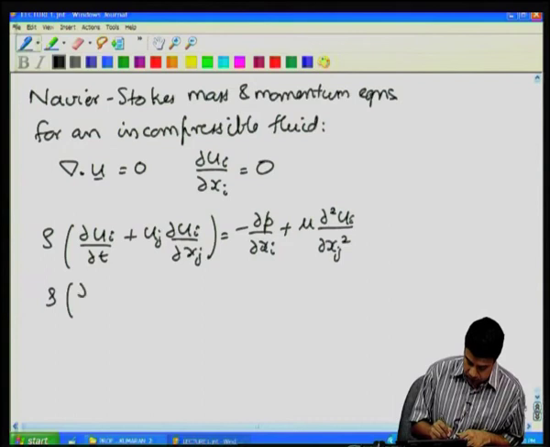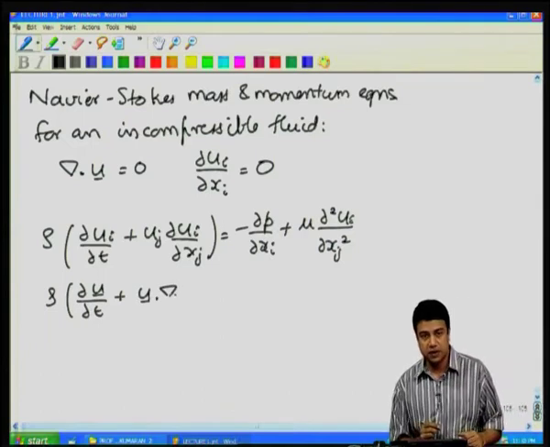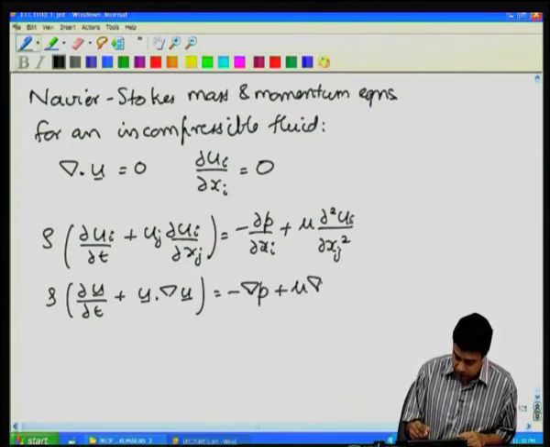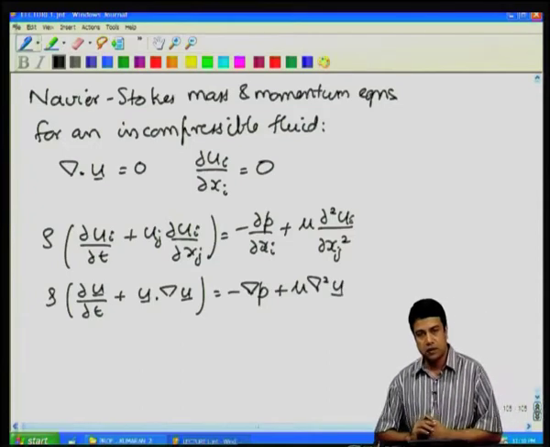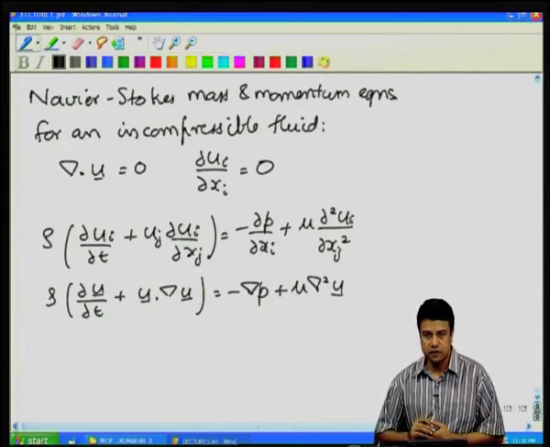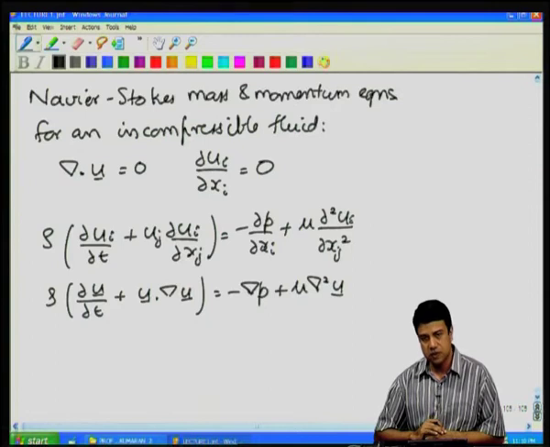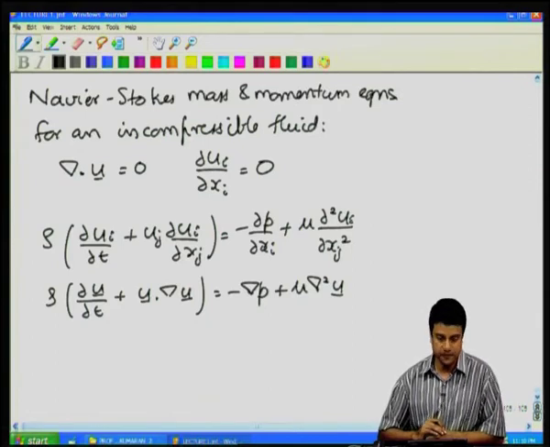Rho into partial u vector by partial t plus u dot grad. Note that the index j is repeated. So, u dot grad u vector is equal to minus gradient of p plus mu del square u vector. Vector equation, 3 components of the velocity. So, there are 3 equations here plus 1 mass conservation scalar equation, 4 unknowns, the 3 components of the velocity, 1 pressure, and so you can solve for all of them.